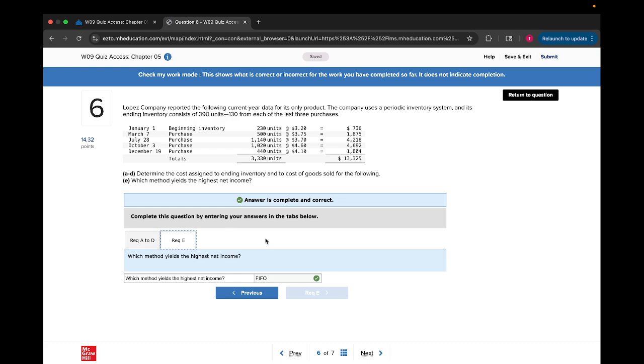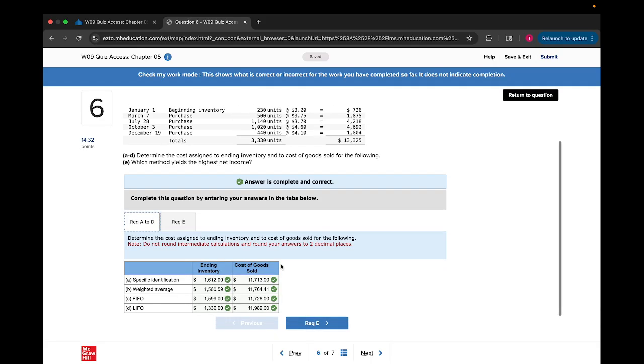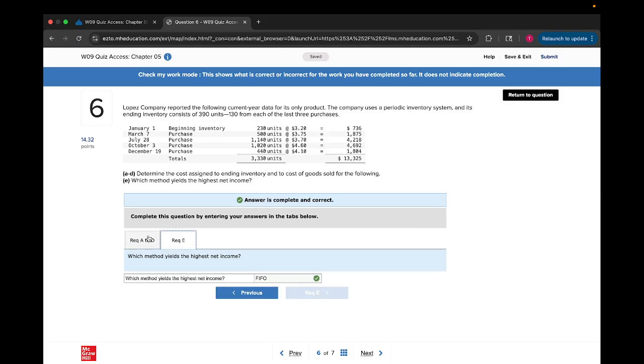That's how I came to that conclusion: although the cost of goods sold is a little bit less for specific identification, the second one that follows is FIFO. And what I'm saying there is that it will make a higher net income because of the rising prices. That's kind of what I got at.